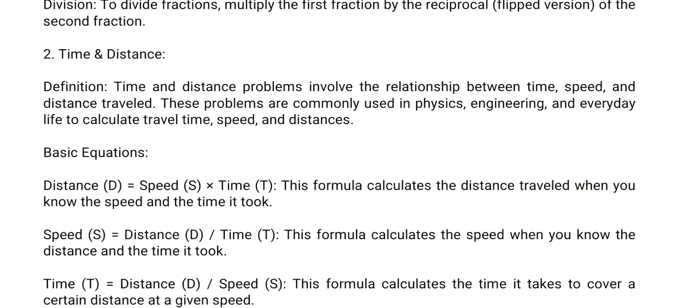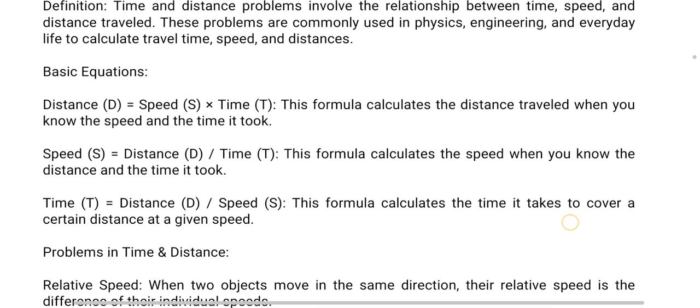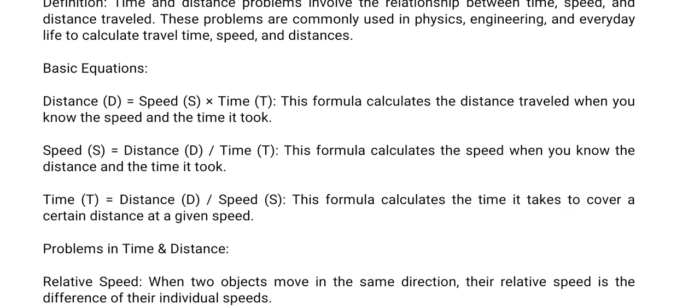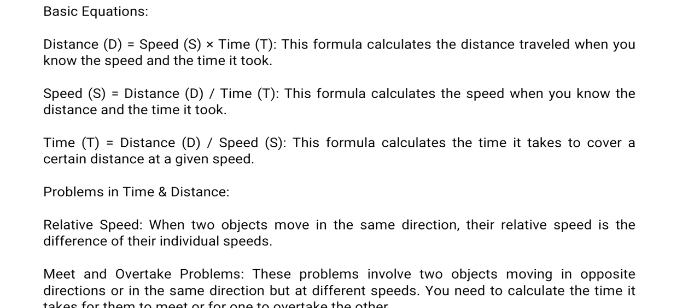Then time and distance. Time and distance problems involve the relationship between time, speed, and distance traveled. These problems are commonly used in physics, engineering, and everyday life to calculate travel time, speed, and distances. Basic equations. Distance is equal to speed into time. This formula calculates the distance traveled when you know the speed and the time it took. Speed is distance by time. This formula calculates the speed when you know the distance and the time it took.